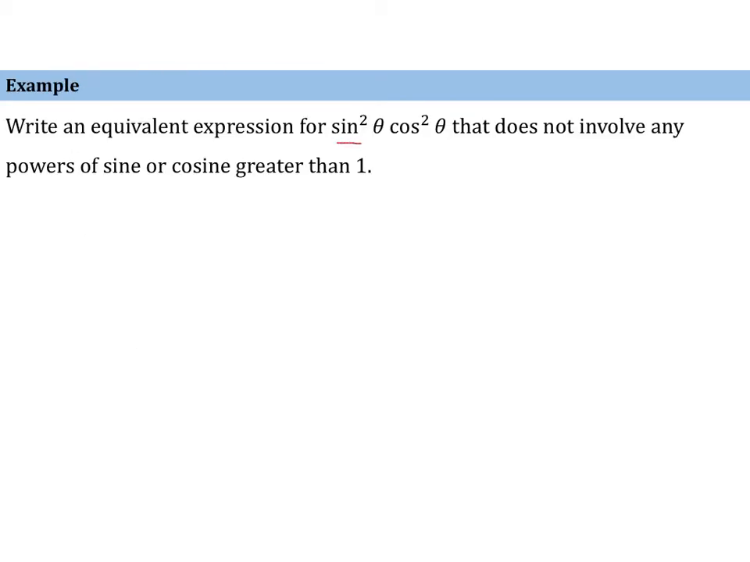So we are going to take sine squared of theta times cosine squared of theta, and we're going to rewrite that so that it does not involve a power of sine or cosine greater than 1. So we can rewrite this so that sine squared of theta is 1 minus cosine of 2 theta over 2, and cosine squared of theta is 1 plus cosine of 2 theta over 2. And now let's go ahead and multiply these together.